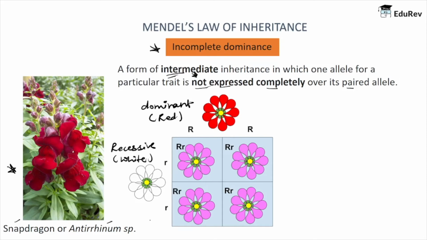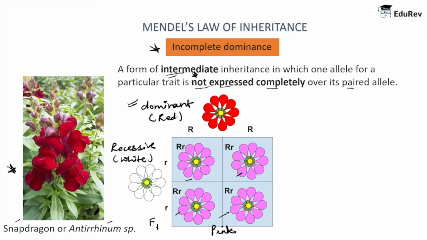Now, when they crossed it, the capital R and small r, the F1 generation was which color? Which color can you see on your screen? It is pink color. But according to the law of dominance, it should have been red, right or not? Because here, dominant is red. So in F1 generation, it would have been red, but it is not. It is now pink. All F1 generation is pink.